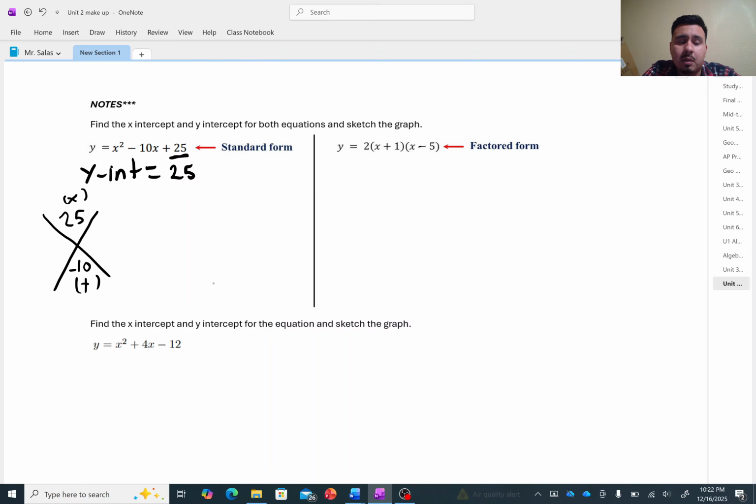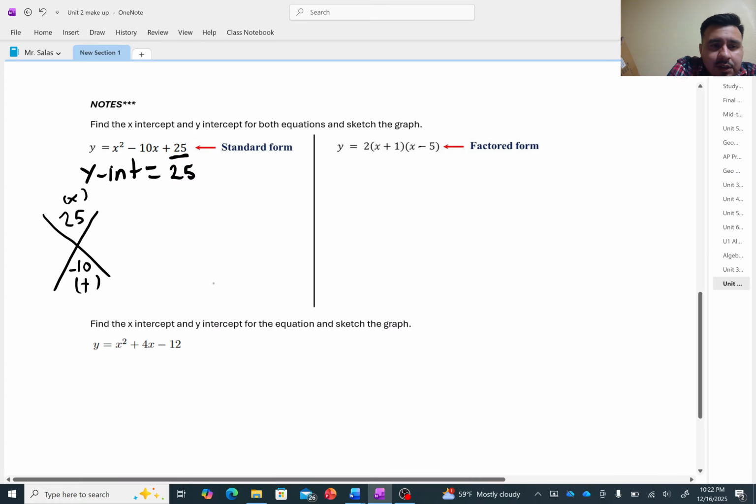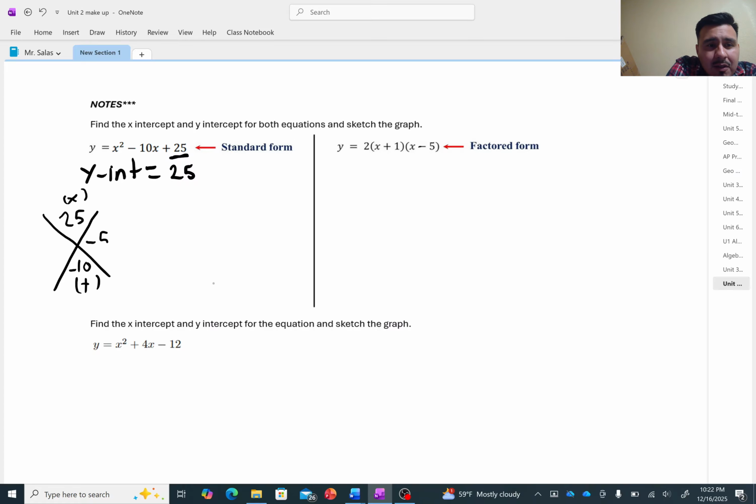Okay, I want you to think about it. What two numbers when I multiply gives me 25, but when I add gives me -10. I see a few of you telling me that it's -5 and -5. Perfect, there you go. So my factors are x minus 5 times x minus 5.